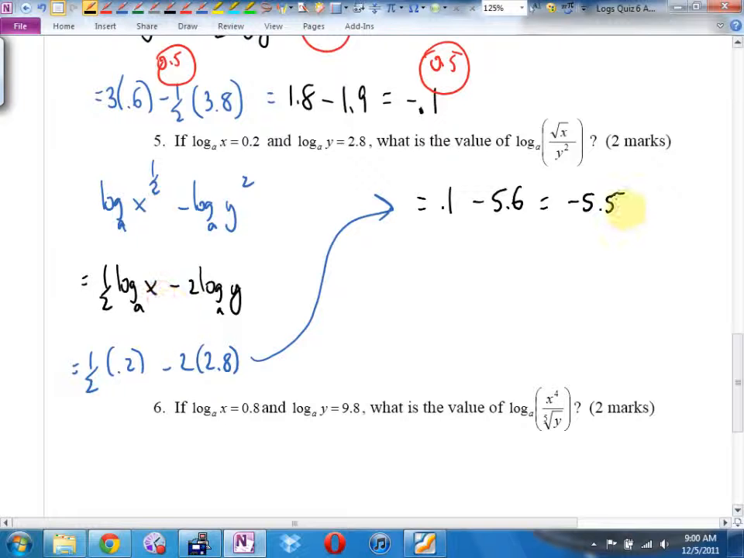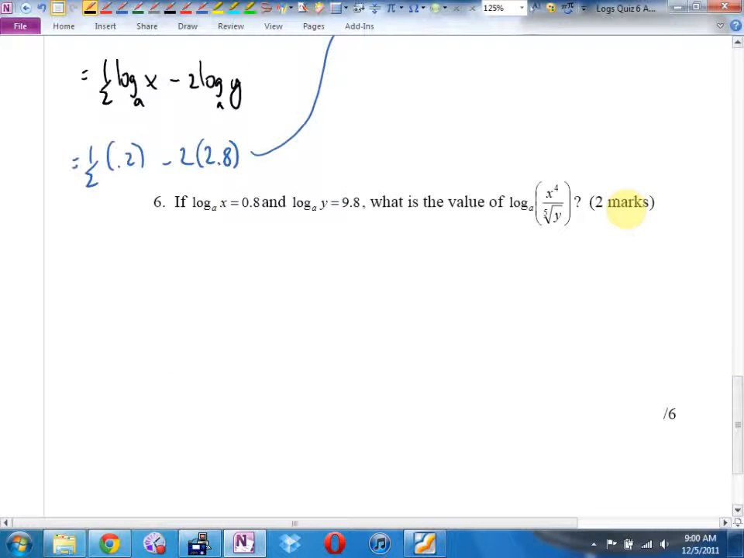Number 6. Log base a of x equals 0.08. You know what? It's the same thing. The log base a of x to the 4th minus the log base a of y to the 1/5, because 5th root is 1/5 power.